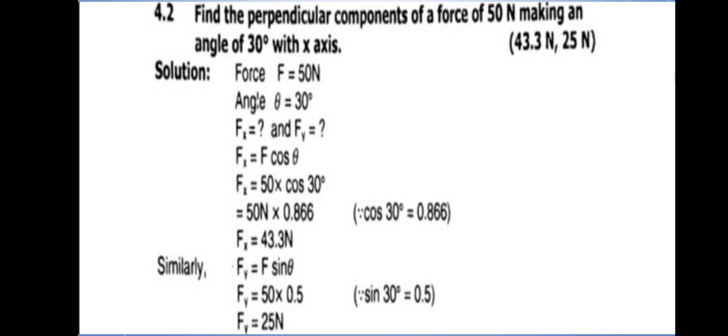By putting the values of cos theta and sin theta in the formula, you will find the values of Fx and Fy. Just as you have seen in the numerical, Fx equals F cos theta. By putting the values of F and cos theta, you will find the value of Fx, which is equal to 43.3 Newton. Similarly, by putting the value of F sin 30 degrees, you will find the value of Fy, which is equal to 25 Newton.